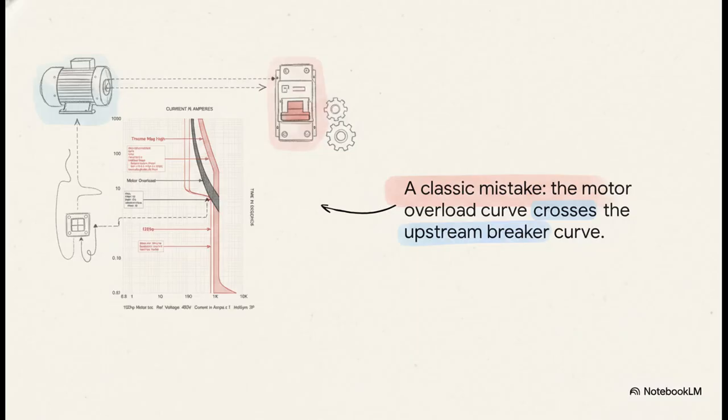Okay, take a look at this. This is a textbook example of poor coordination. That green curve represents the starting current and overload protection for a motor. The black and red curves belong to the main breaker feeding it. See the problem? Right there, where the curves cross. The motor's own overload protection is sitting on top of the trip region for the main breaker. This means a perfectly normal overload on that one motor could end up tripping the main breaker, killing power to a whole bunch of other equipment that was working just fine. That is a coordination failure.